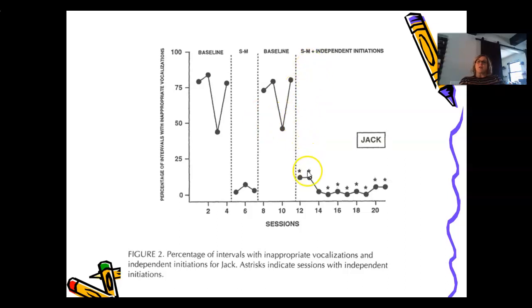Finally, the self-monitoring was re-implemented, and in addition, we looked at independent initiations for him, asking for something appropriately. And as we see, there's an immediate change in level back to about the same as the initial intervention phase. We do have a low level of variability occurring, and a flat trend here, which is what we would want to see given that we're looking to decrease these problem behaviors.